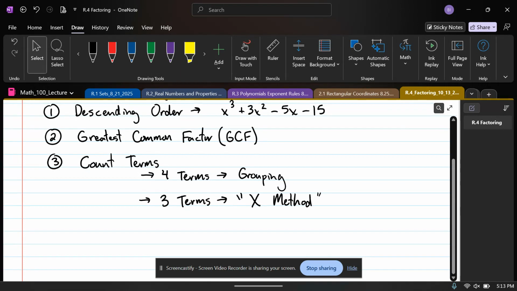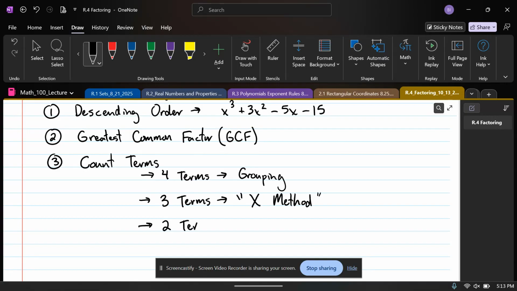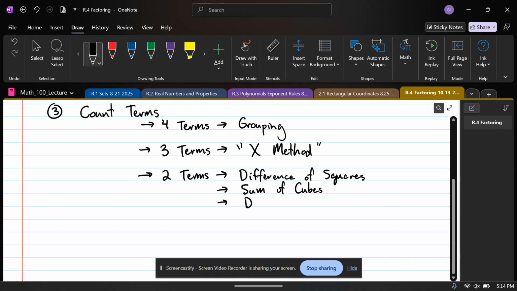If you had Ms. Isbell at McNair Central, she doesn't use the X, she uses a table, like a T table. I use an X. Just my way of doing things. But you'll see this, you'll remember it, and you'll think, oh yeah, I remember that. If there are 2 terms, it can either be a difference of squares, it can be a sum of cubes, or it could be a difference of cubes.